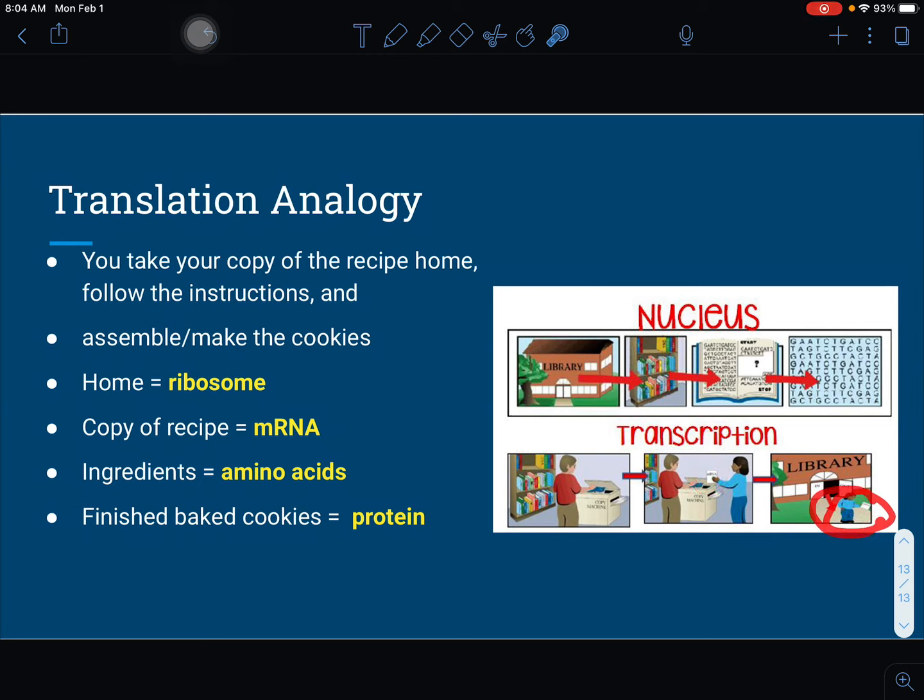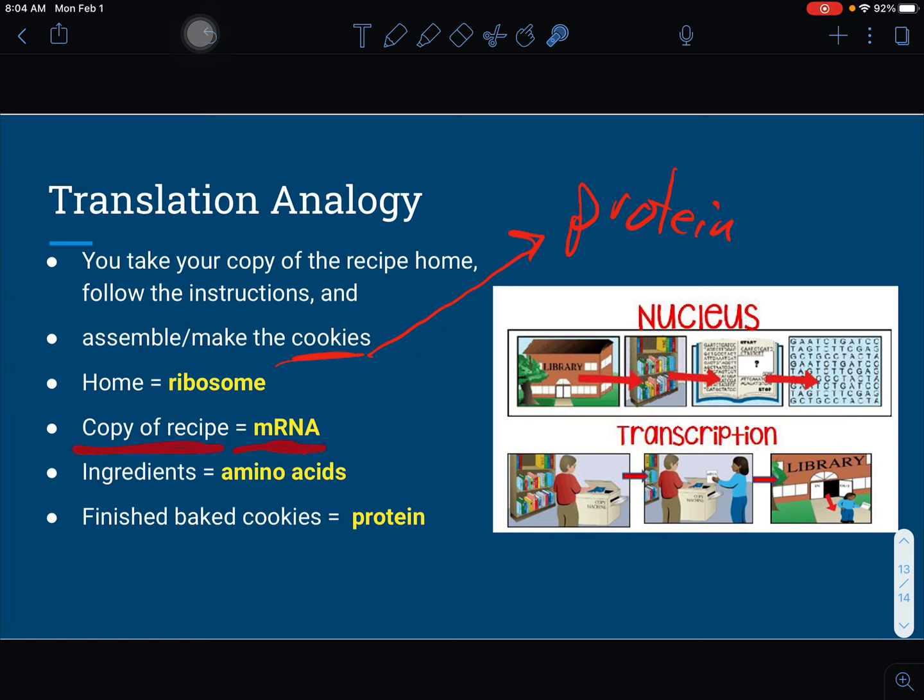Now once this copy of the recipe is at home, you can follow the instructions that will help you assemble and ultimately make the cookie. In this case, the cookie is the protein we're referring to. The cookies are the proteins. So in our analogy, where are you going to assemble the cookies? At home. That's like where the proteins are made, on the ribosomes.